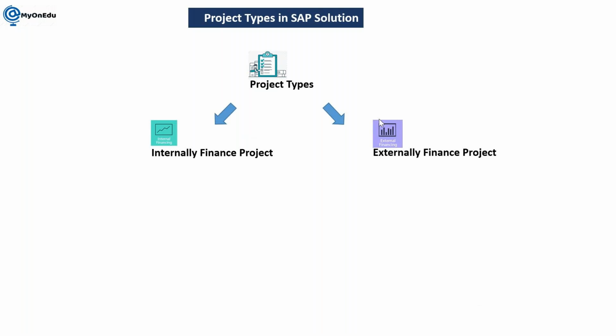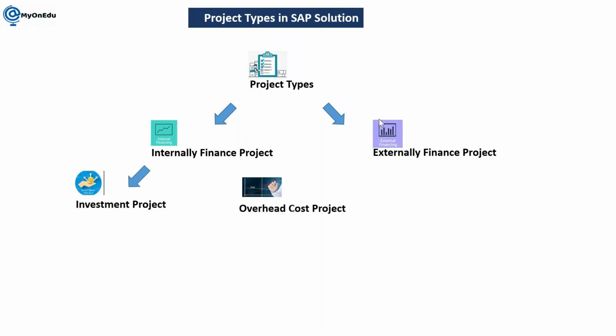The internally financed project can again be divided in two: one is the investment project, another is the cost project. In an investment project, you are going to make an investment. For example, ABC company is going to construct a plant with some decided capacity to manufacture some product. In that case, we will not have any customer or any immediate revenue or profit. It is started based on our calculation to achieve some ROI, return on investment. So that is my investment project.